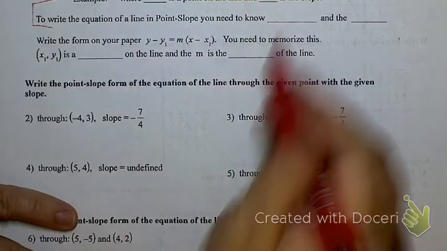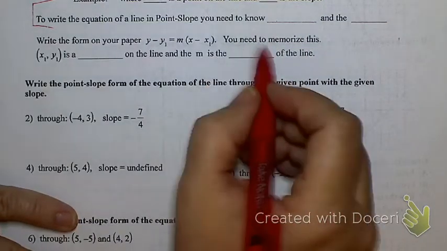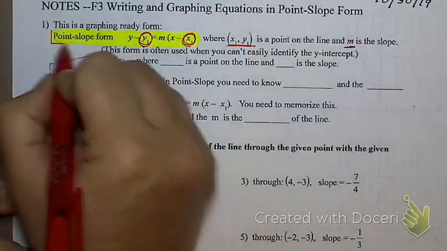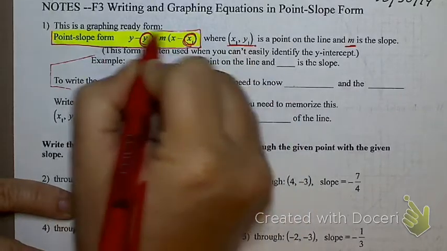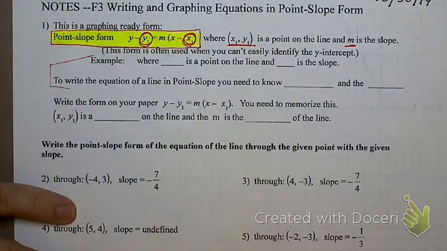You need to memorize this formula. Okay? So what I have highlighted here is what you need to memorize. Okay? Y minus y1 equals m times x minus x1.